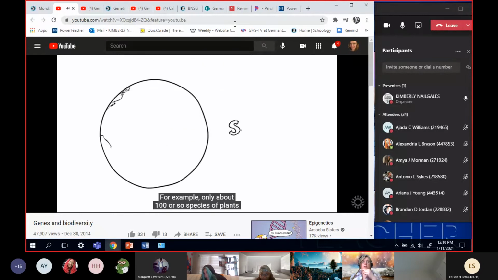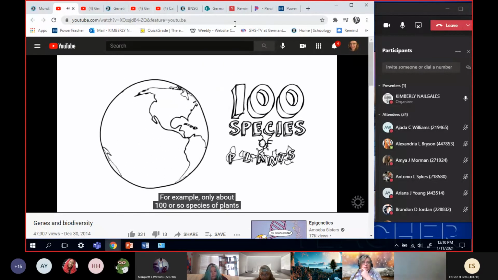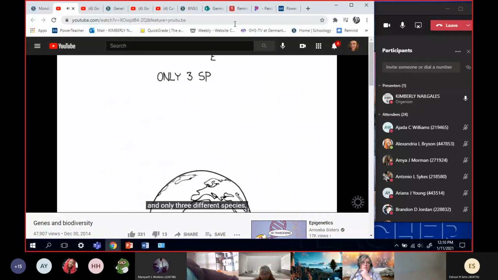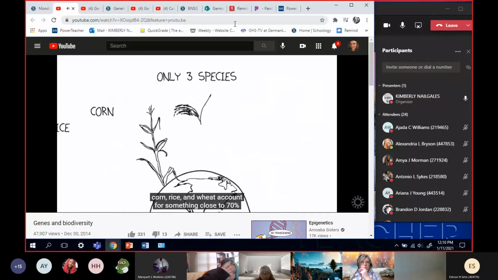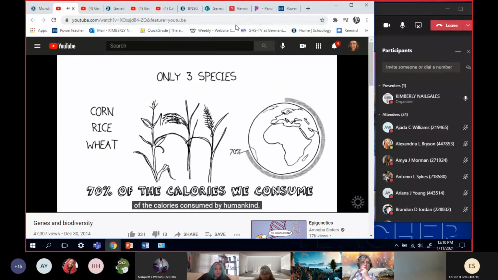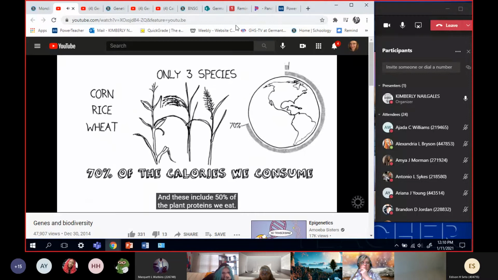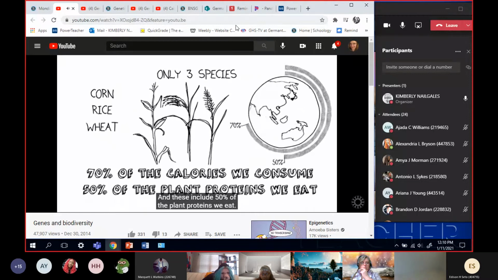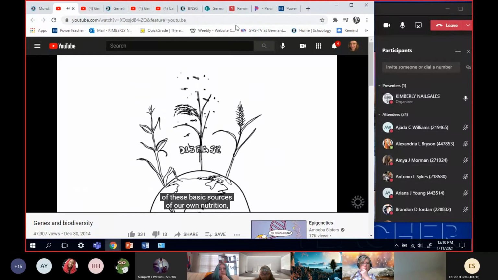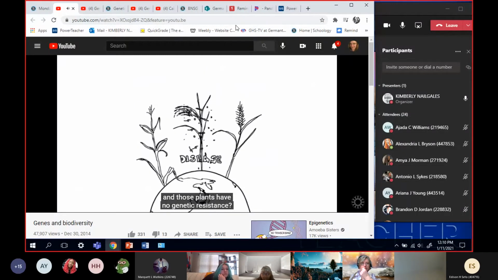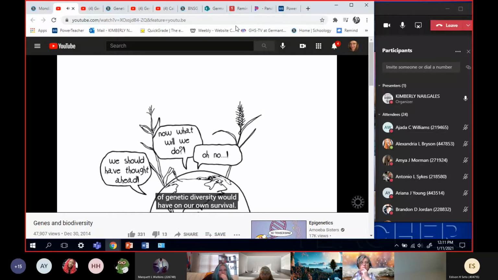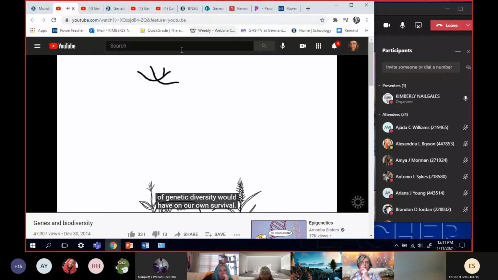For this example, focus on this part. Only about 100 or so species of plants account for 90% of our food crops. And only 3 different species, corn, rice, and wheat, account for something close to 70% of the calories consumed by humankind. And these include 50% of the plant proteins we eat. What if some disease attacks any of these basic sources of our own nutrition and those plants have no genetic resistance? I hate to think about the dire effects the lack of genetic diversity would have on our own survival.